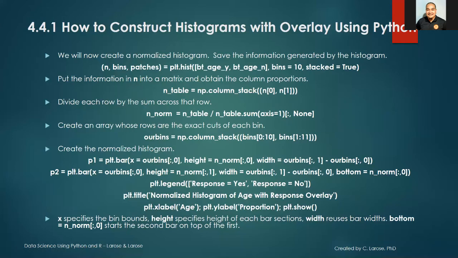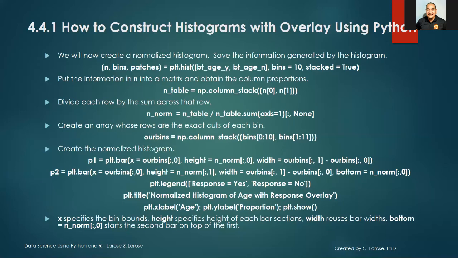Now, each row in n_norm sums to 1 and the columns within each row give the proportion of that variable that makes up the row. In our final preparatory step, we create an array whose rows are the exact cuts of each bin. Through this command, each row in our bins gives the upper and lower bounds for each bin.